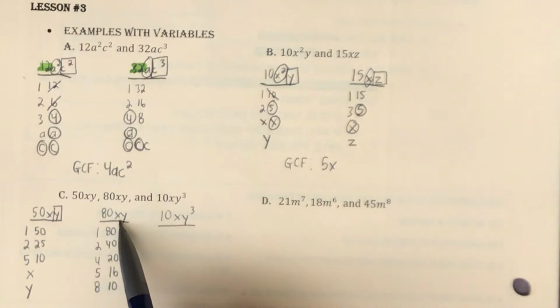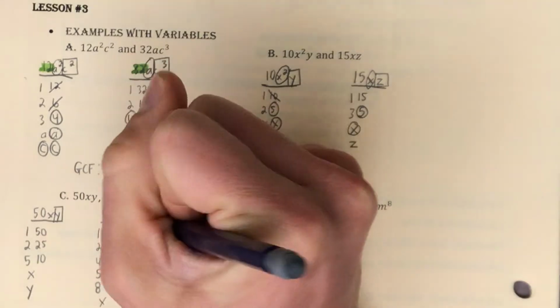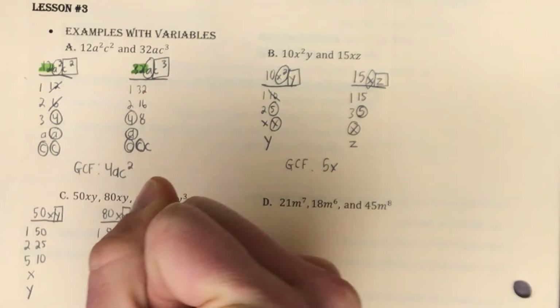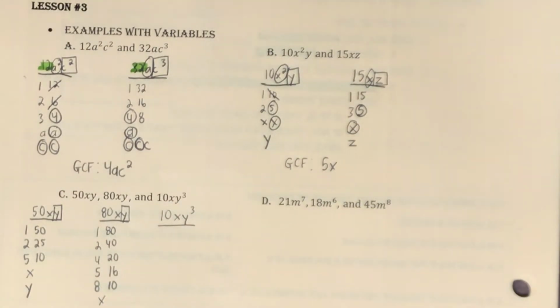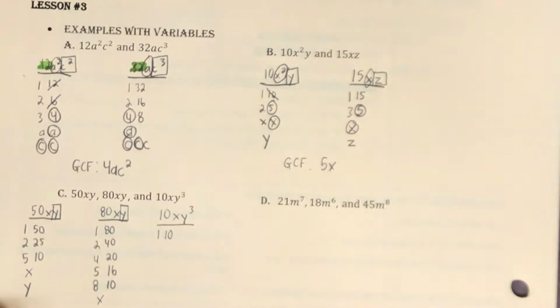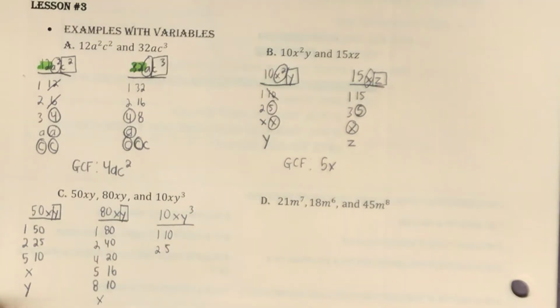Then I see that I've got a single x here, no exponent, so I'm going to list that x below. I also see I have a single y right there, so I'm going to list that single y right below because there's no exponent listed. It's only one of them. Now I got to go on to my third list and do my numbers. So I've got a 10 here, so I'm going to start with 1 times 10. Does 2 go into 10? Yes, it does. 2 times 5. Does 3 go into 10? No, it doesn't. Does 4 go into 10? No, it doesn't. And 5 is on the list. So we're done with the numbers.